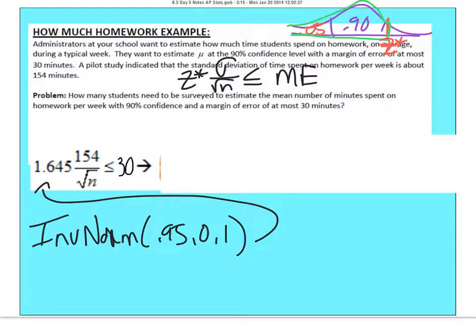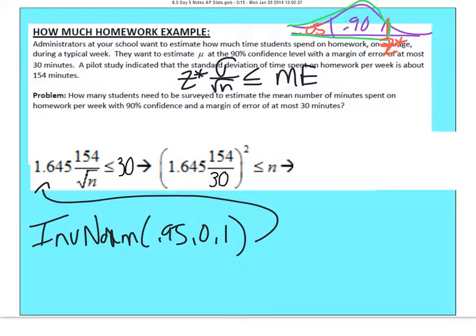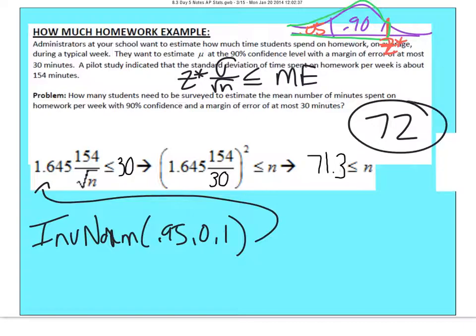Let's just plug in the standard deviation. We don't know the sample size, but we know the margin of error has to be less than or equal to 30. Now, the approach to solving this, what they've done in the book, we've seen this before. They're going to just rewrite this formula and do their solving so they can compute the n. When we do that, the n value has to be greater than or equal to 71.3. So in this case, we can say you have to survey at least 72 students.